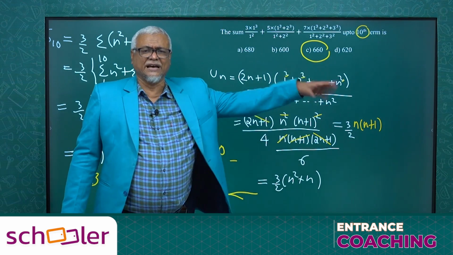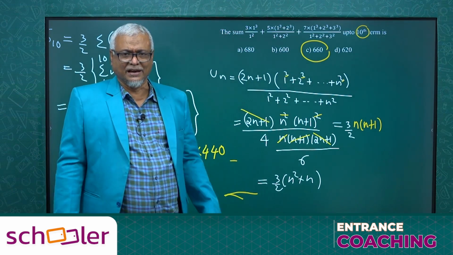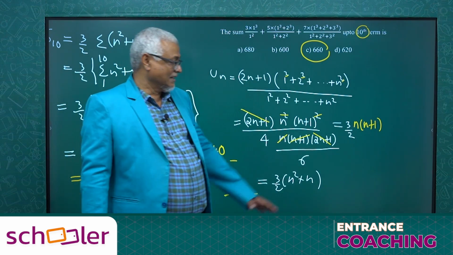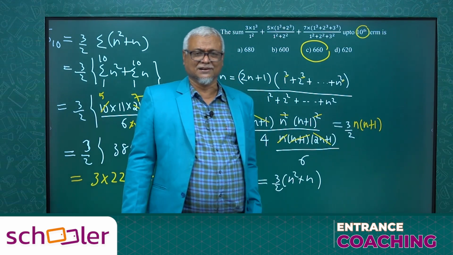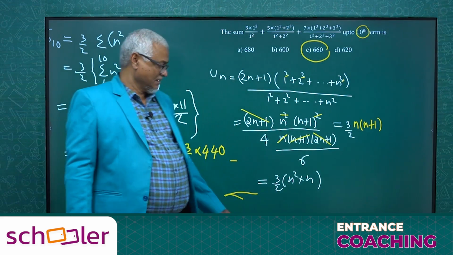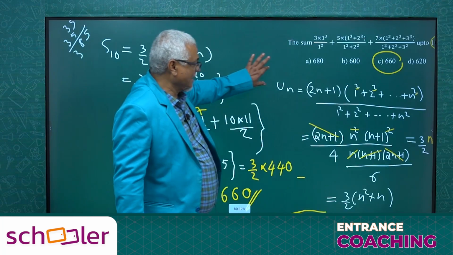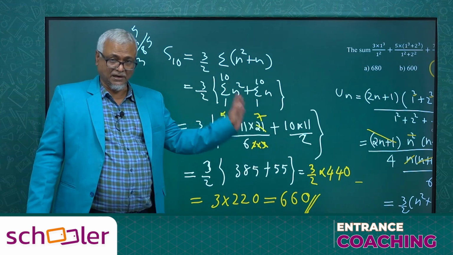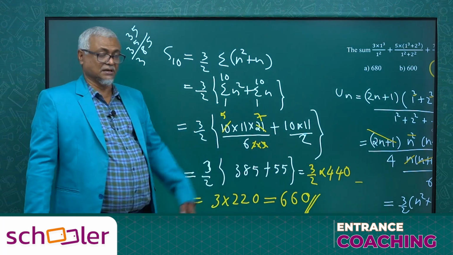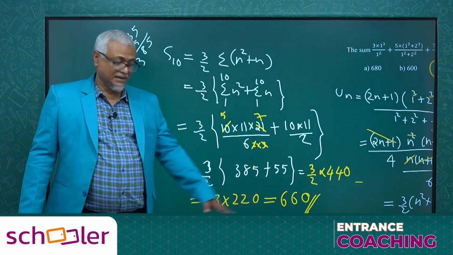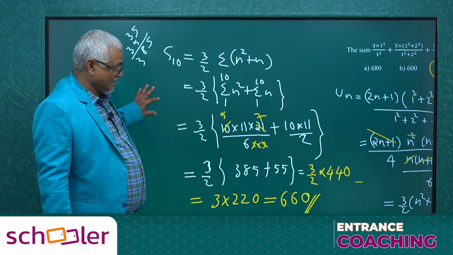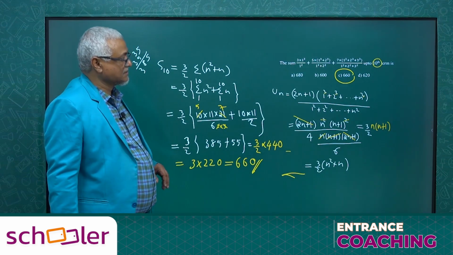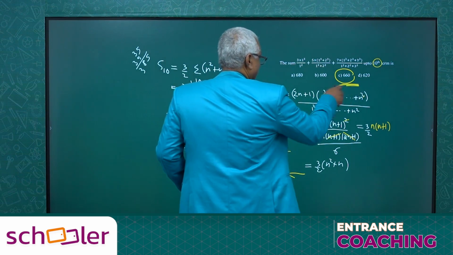So many terms cancel. We are happy. All the terms in the denominator will cancel, and there remain terms only in the numerator, but that is a constant. 2 is a constant, no problem. And we find the sum: 3 by 2 sigma n square plus n. We split sigma and write the formulas again, but here n is equal to 10 only. We simplify and get the answer 660. That is the third choice.